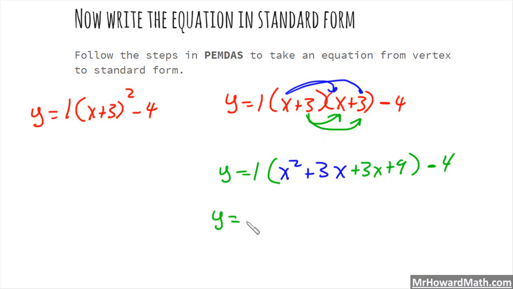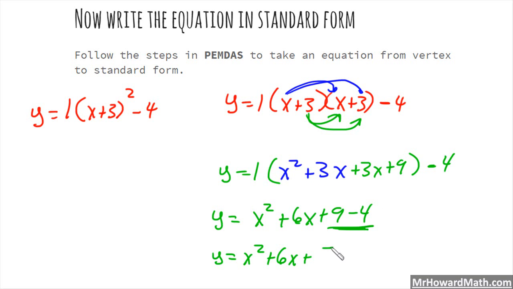We're just multiplying by 1. So gather up our like terms. We get x squared. Gather these up. 3x and 3x is plus 6x. Then the plus 9, this plus 9. And then we still have this subtract 4 out here. So now we'll combine these. Those are like terms. 9 minus 4 is 5, so y equals x squared plus 6x plus 5.